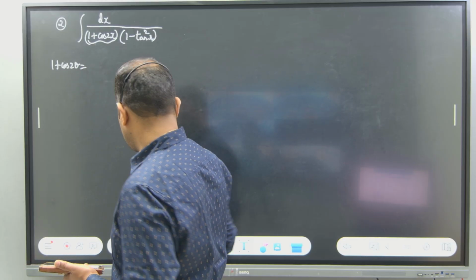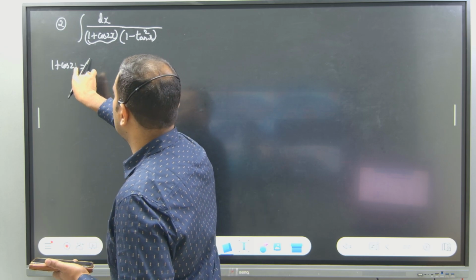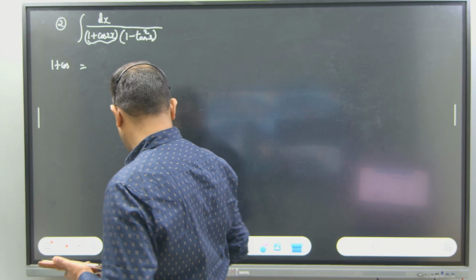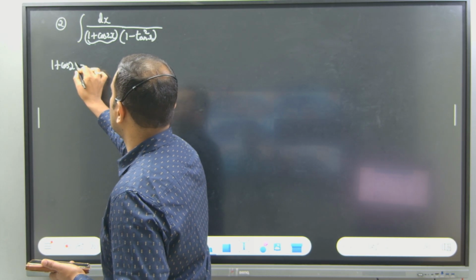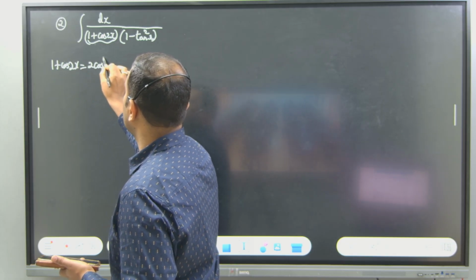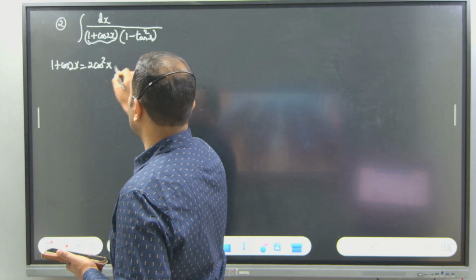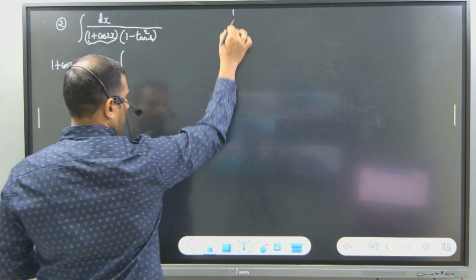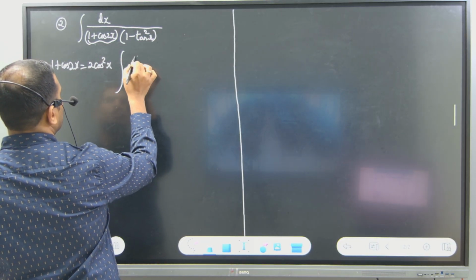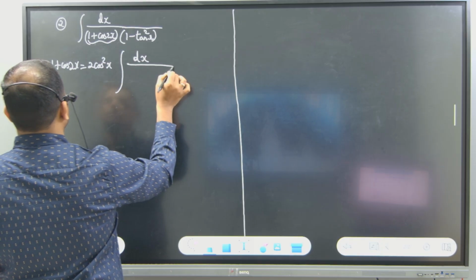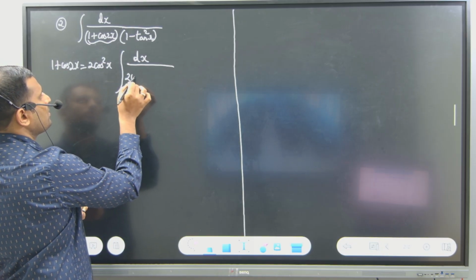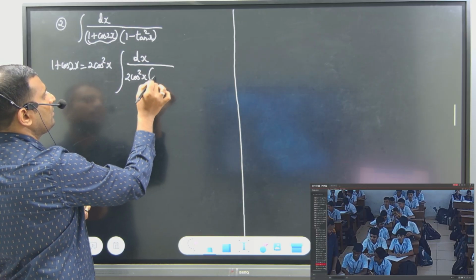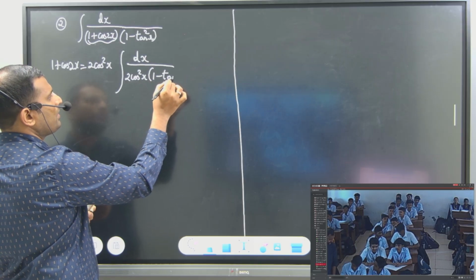So 1 plus cos 2x is 2 cos square x. So write that. Okay, so then this will be again dx by 2 cos square x into 1 minus tan square x.